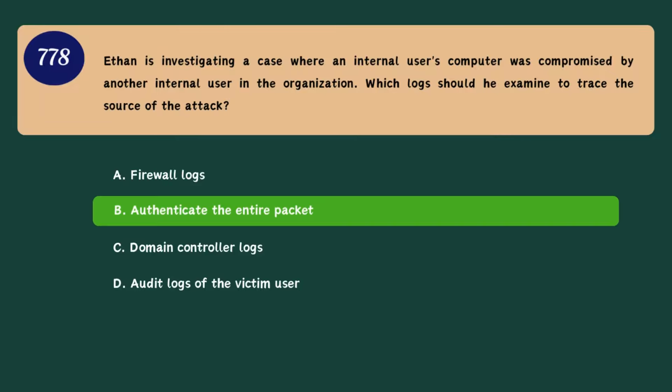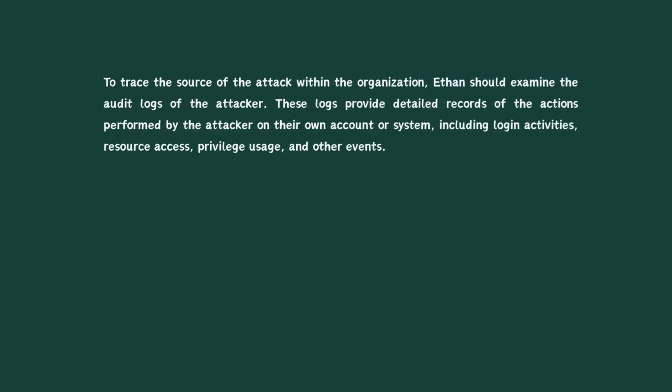Correct answer. B. Authenticate the entire packet. To trace the source of the attack within the organization, Ethan should examine the audit logs of the attacker. These logs provide detailed records of the actions performed by the attacker on their own account or system, including login activities, resource access, privilege usage, and other events.